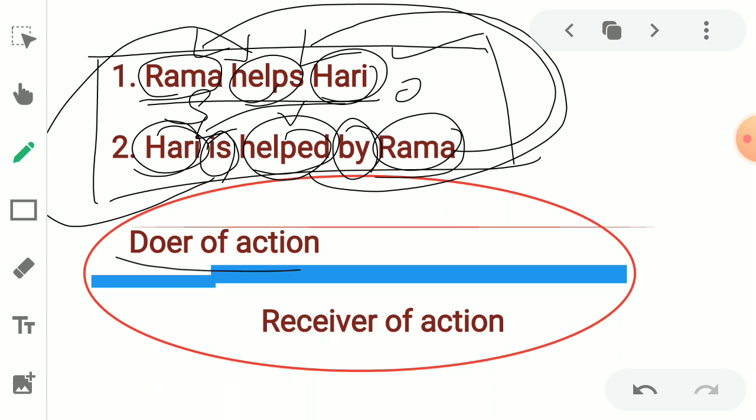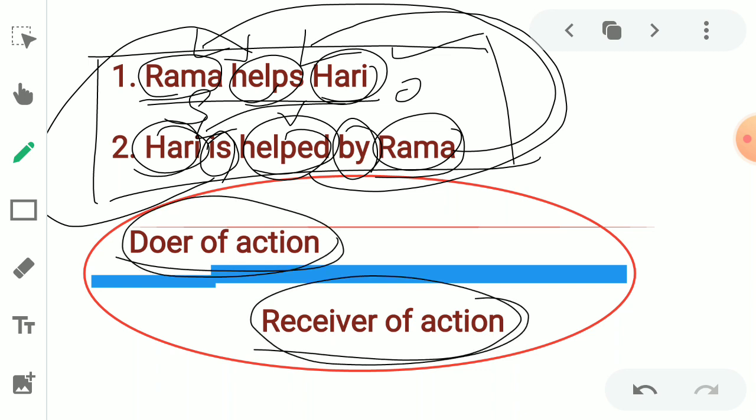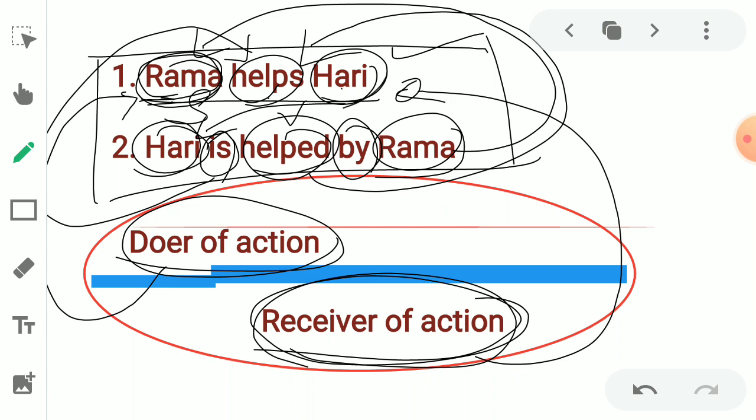and doer of action, receiver of action. Doer, the person who is the reason for doing the action. So who is doing the action here? Rama helps Hari. Rama is the doer. Then the receiver. Who is the receiver? Receiver is Hari. Hari is receiving the action of Rama. So keep in mind, doer of action and receiver of action is very important to understand passive and active. Okay.